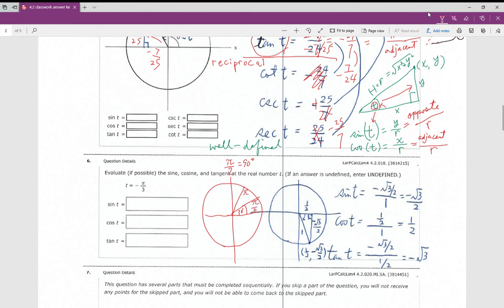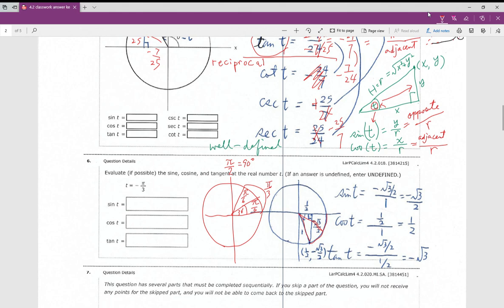Pi over 6. If you have 2 pi over 6 together, that is pi over 3. So how do you graph pi over 3? Simply 2 of the pi over 6. But it's negative. Therefore, you find 1 pi over 6, 2 pi over 6. So pi over 6 plus pi over 6. That's how you end up with pi over 3.